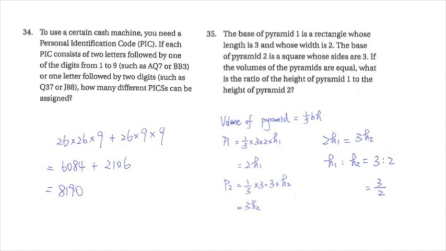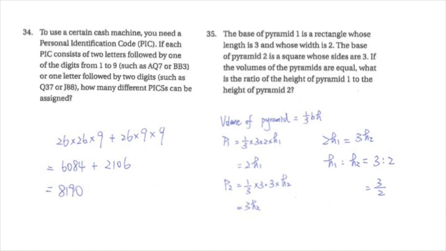Question 34, we're asked to find how many different PICs can be assigned. To form a PIC, there are 2 ways, which are 2 letters and 1 number, or 1 letter and 2 numbers. For 2 letters and 1 number, it will be 26 times 26 times 9, since there are 26 letters, and the numbers that we can use are from 1 to 9. And for 1 letter and 2 numbers, it will be 26 times 9 times 9. Putting all that into the calculator, we have 6,084 plus 2,106, and that will be 8,190.